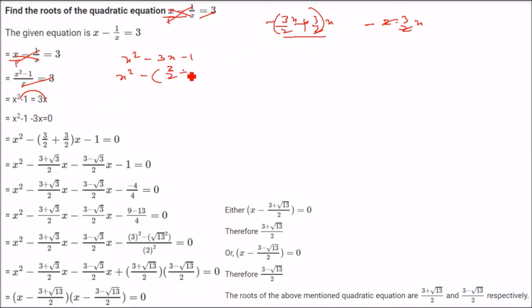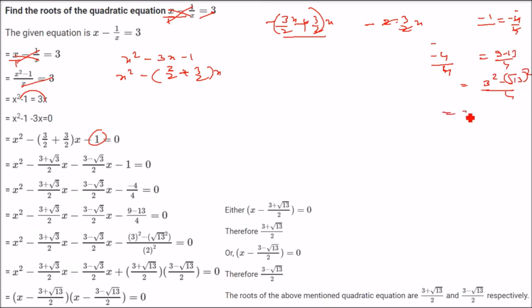This can be written as 3 by 2 plus 3 by 2 x, and this 1 I can write as, see, this is minus 1 actually. So minus 1 I can write as minus 4 by 4, because this will be minus 1. Minus 4 I can write as 9 minus 13. And this 9 minus 13, 9 can be written as 3 square, and this can be written as under root 13 whole square. Okay, it will remain like 9 minus 13 only.